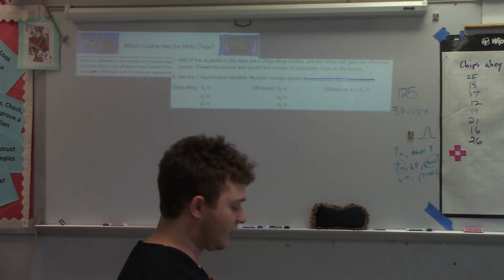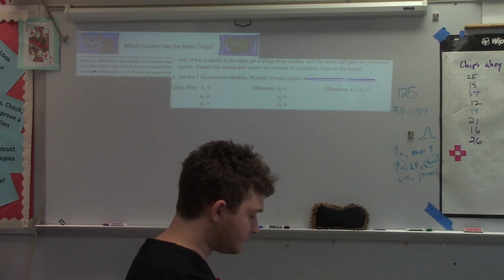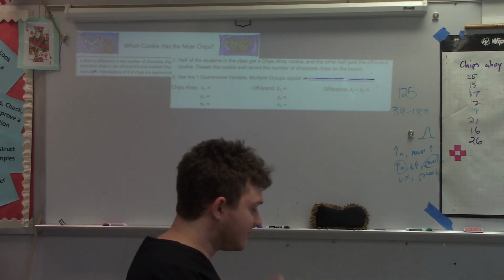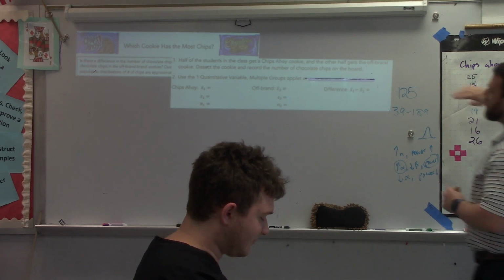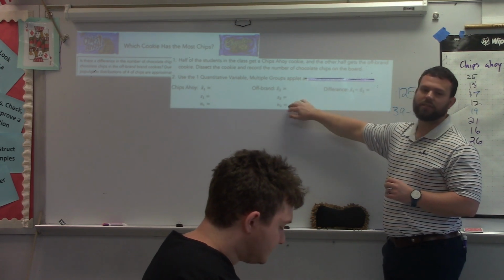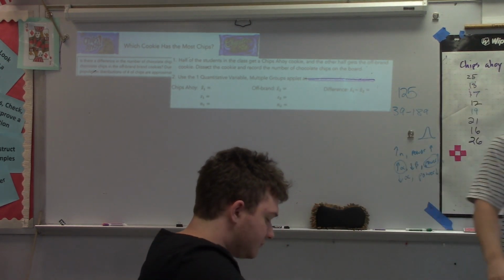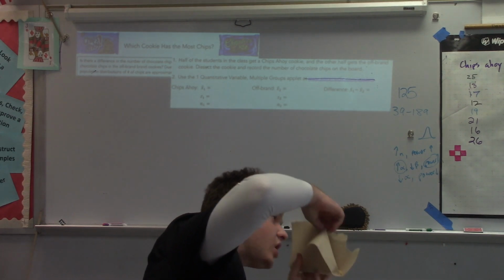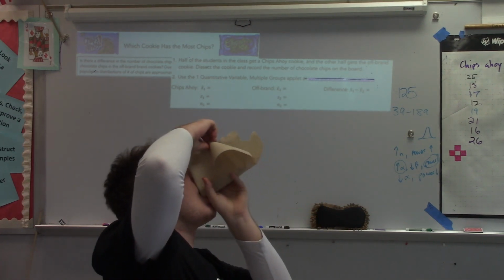Alright, so ladies and gentlemen, here's what I need y'all to do. What do we still need to calculate? The mean. We need the means, we need the standard deviations, we need the sample sizes. So what are you gonna have to do to find those things? Put it in a calculator. Add them all up and then divide it.